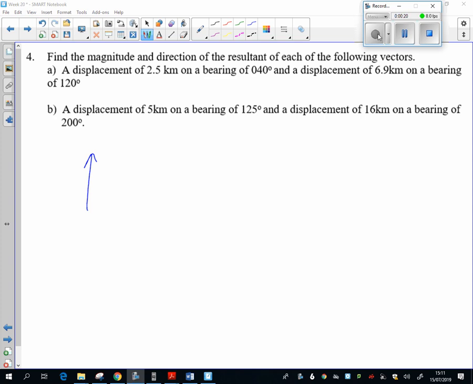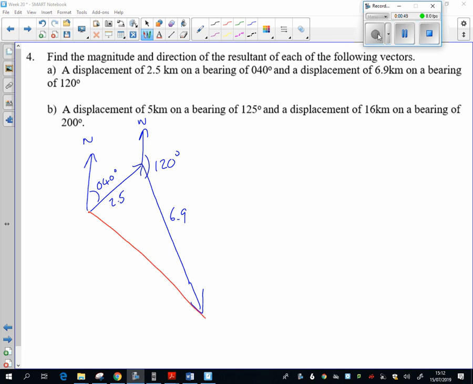So we've got a bearing of 40 degrees with a magnitude of 2.5 kilometers. And then from there, again measuring from due north, we've got a bearing of 120 degrees and a magnitude of 6.9. So there was my first vector, there's my second vector. So the resultant vector is going to be that one there, drawn in red.